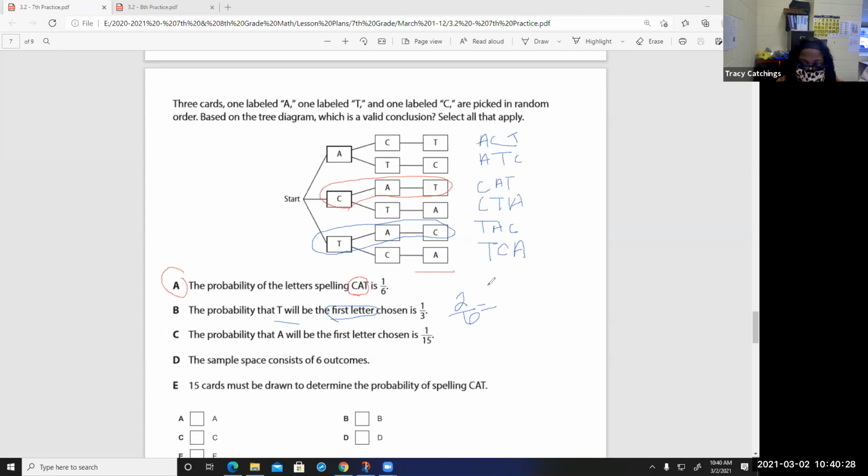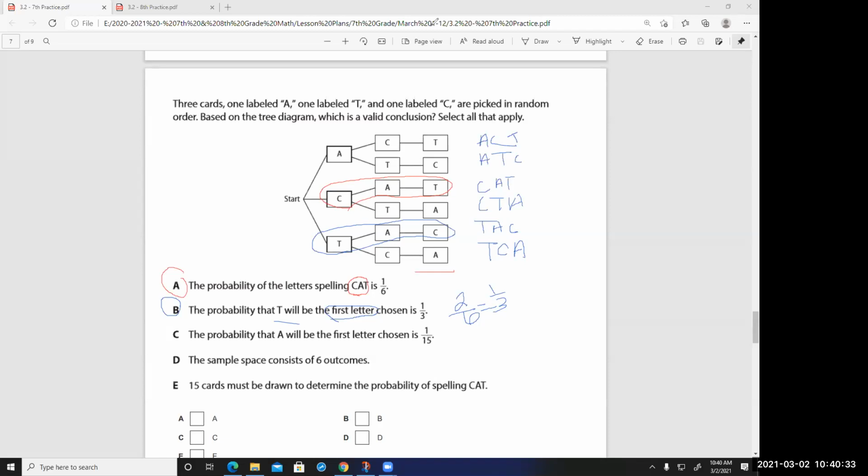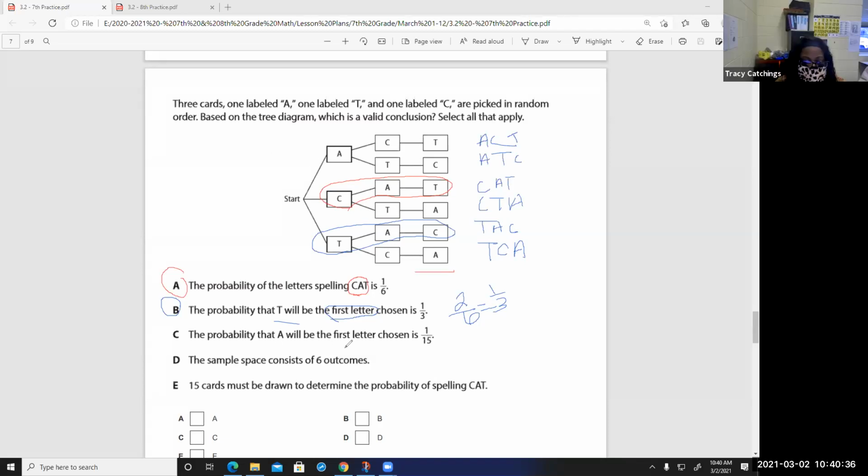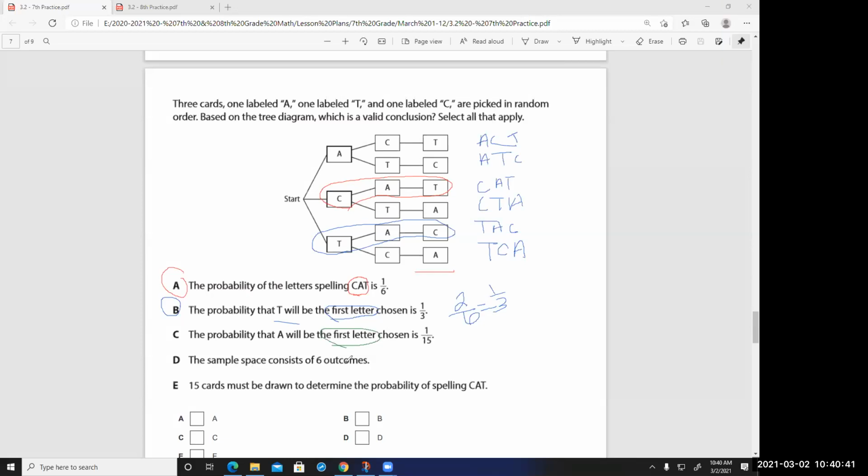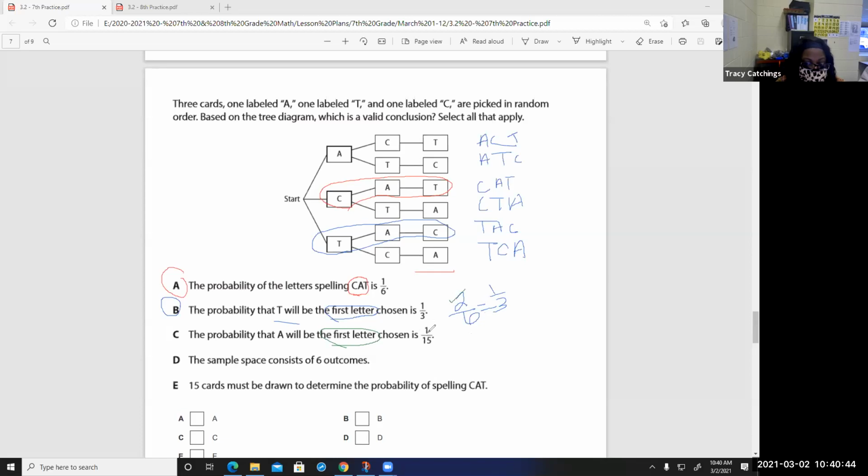Can 2/6 be simplified? Good. So now we see why that one works. Make sure y'all look carefully. All right, it says the probability that A will be the first letter. Twice. So that would have been the same as this one, 2/6. So clearly that's not 1/15. They said the sample space consists of 6 outcomes. Yes, we got 6 outcomes lined up. It says 15 cards must be drawn to determine the probability of spelling cat. Clearly not. So you should have A, B, and D.